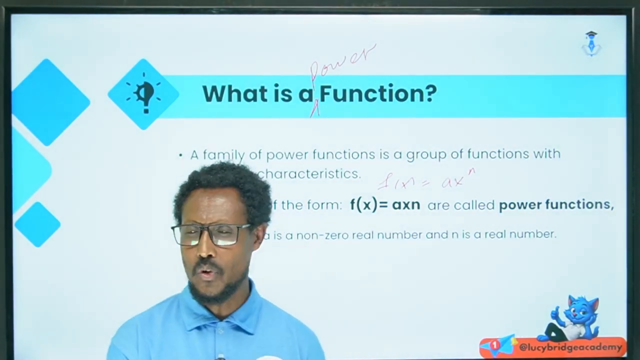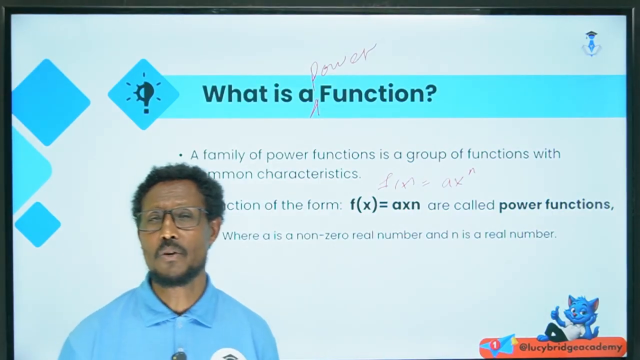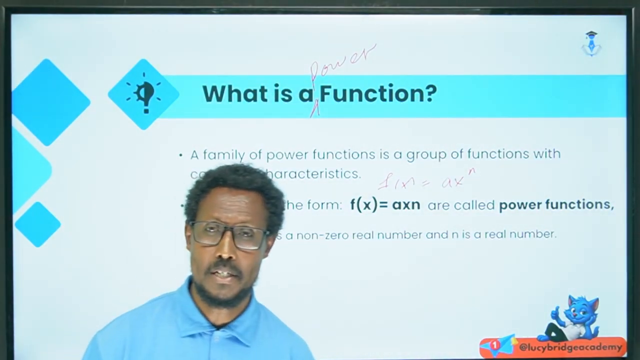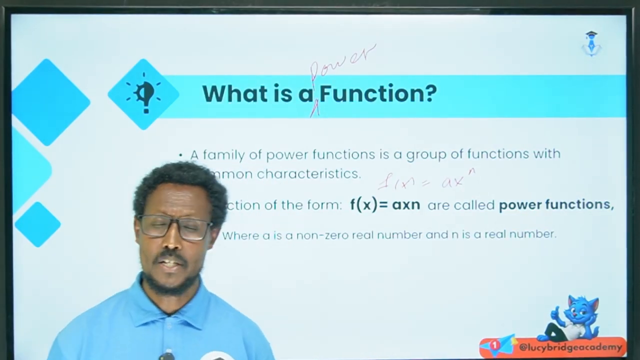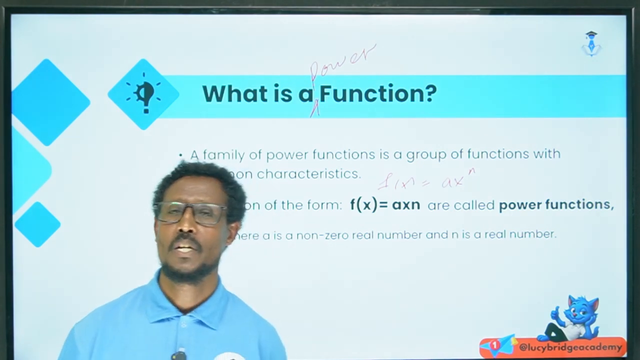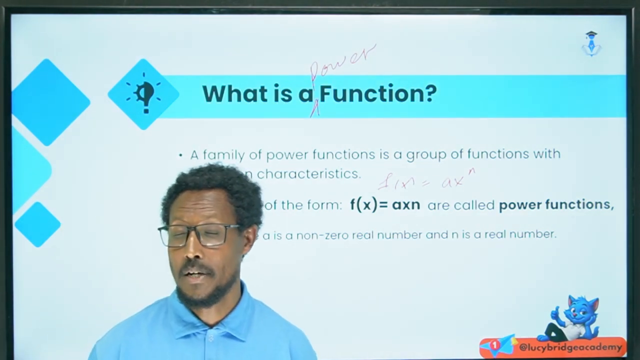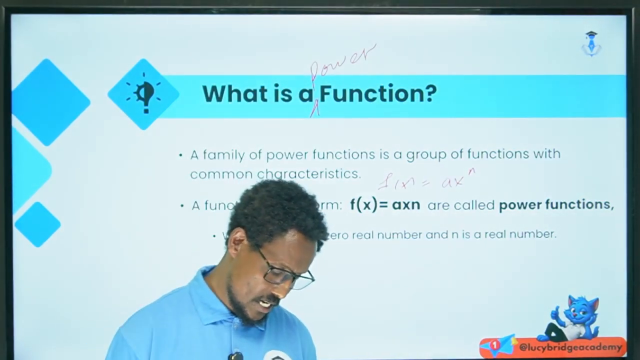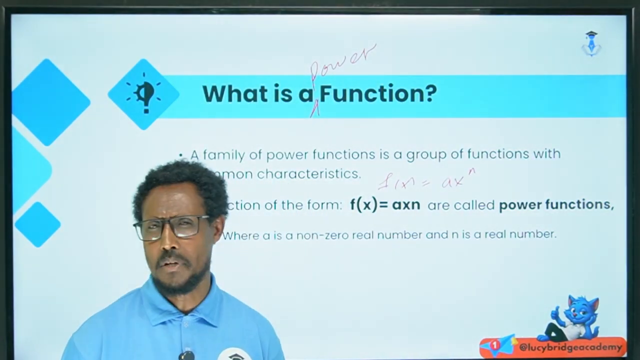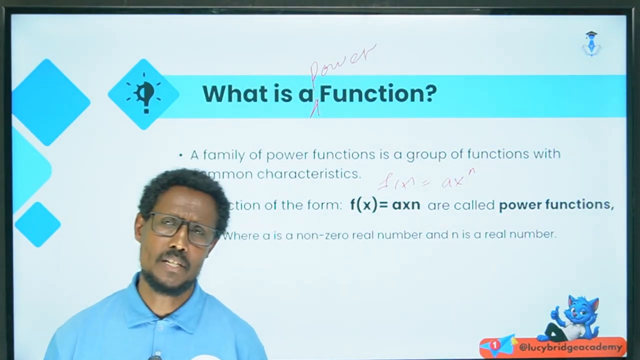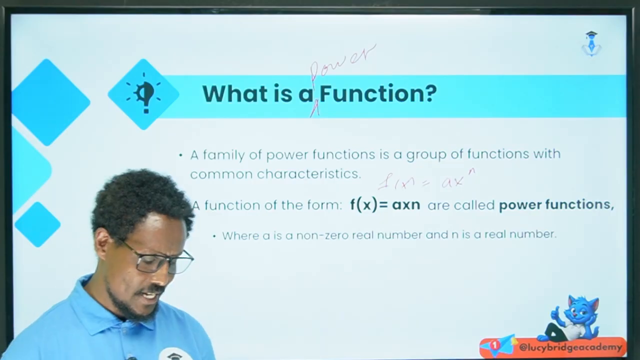ኮፊሸንቱ ነን ዚሮ ሪል ነምበር ነው። ምክንያቱም ሁልጊዜ ሊዲንግ ኮፊሸንት አይተናል ከዚህ በፊት። ኮፊሸንቱ ዲፈረንት ፍሮም ዚሮ መሆን አለበት ማለት ነው። ኦኬ ሶ the coefficient of the power function is denoted by a and a should be different from 0, but it can be any real number except 0, and n is any real number. N can be 0 and can be any other positive and negative real number, right?